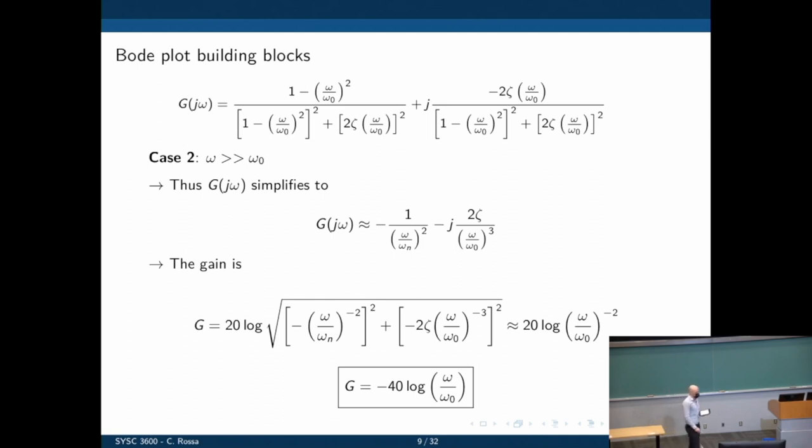Okay, so let's look at case number 2. Case number 2 now is the opposite. We are past the cutoff frequency. The input frequency is much greater than the cutoff frequency. Omega is much greater than omega zero, which means, for example, that this is approximately omega over omega zero squared, because 1 is much smaller than that. And you can simplify the entire equation based on that same assumption. When we do that, you can verify this later, we are getting this.